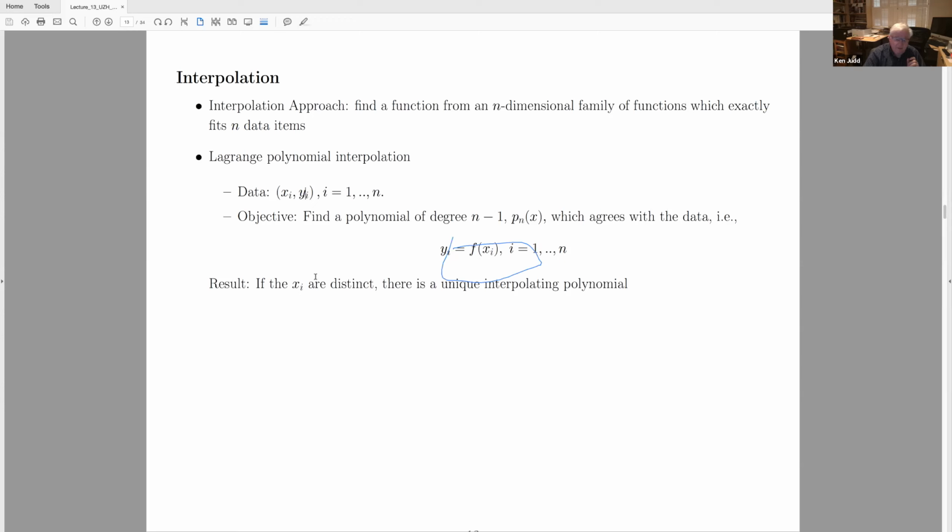Now, if the points are distinct, then there's a unique interpolating polynomial. Because if the xi's are distinct, then this is just going to be n equations and n unknowns.